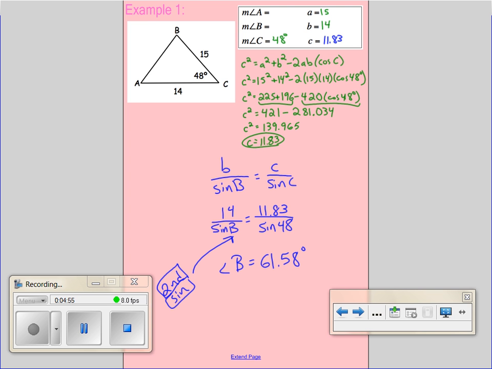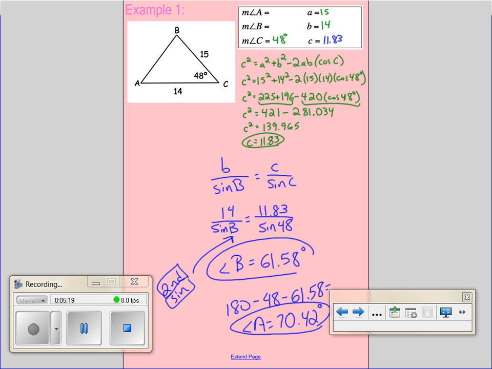Once we know that, to find angle A, take 180, subtract angle C, which we were given, 48, subtract the angle we just found, 61.58, and we would get angle A is equal to 70.42 degrees. And then we would be done with that problem.